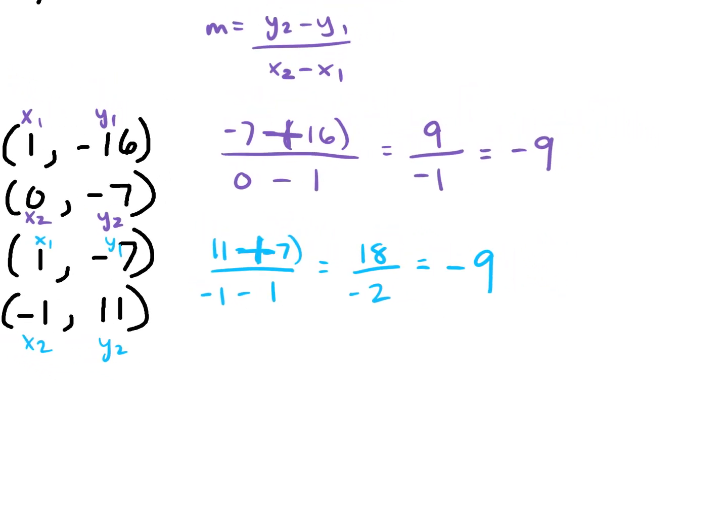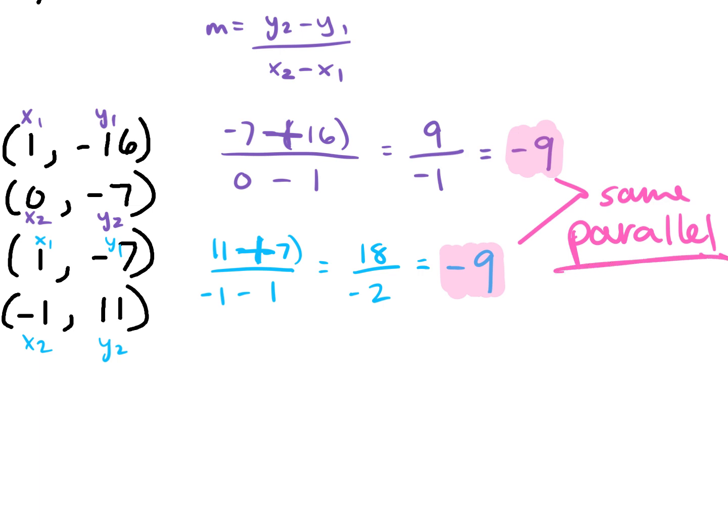All right, so we found our 2 slopes. Would these lines be parallel, perpendicular, or neither? Parallel, because we have the same slope. So because these are the same, they are parallel. So our answer here would be parallel.